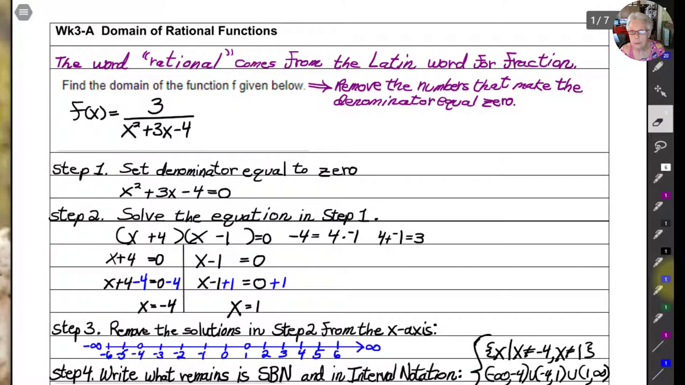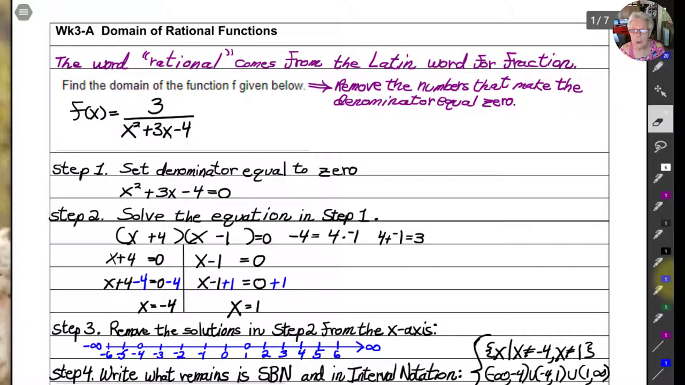In all truth, we don't much care about the numerator. We don't care about that 3. Not right now. Not when finding the domain. All that matters is the denominator. Now, the numerator is important for other things you'll learn about in college algebra, but it's not important when it comes to the domain.